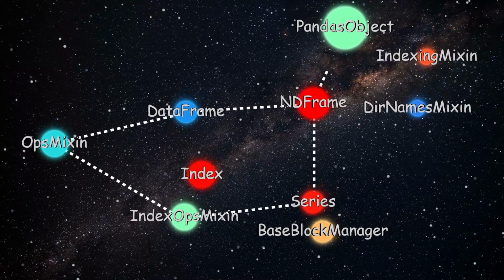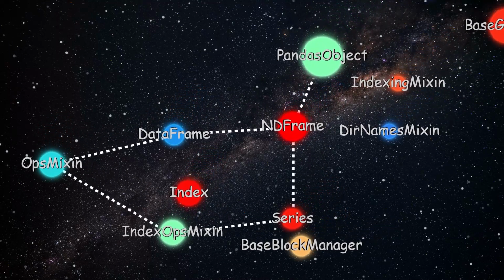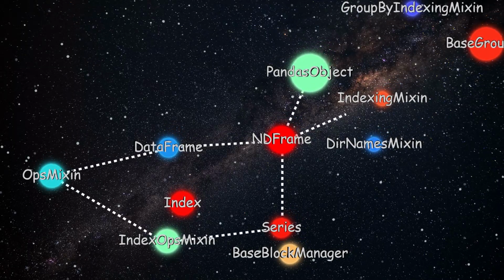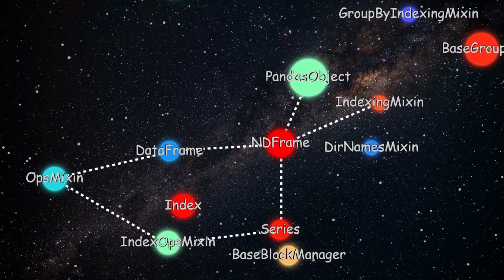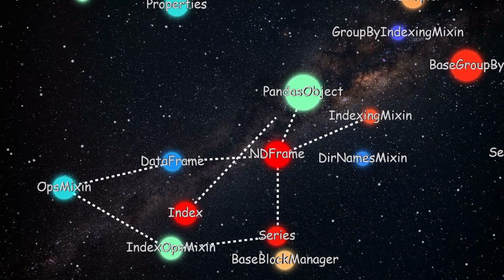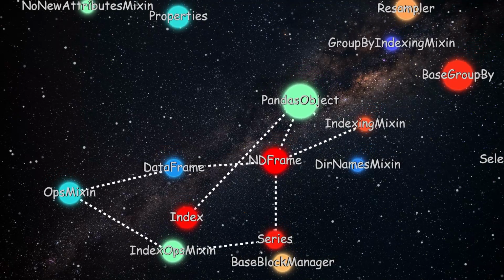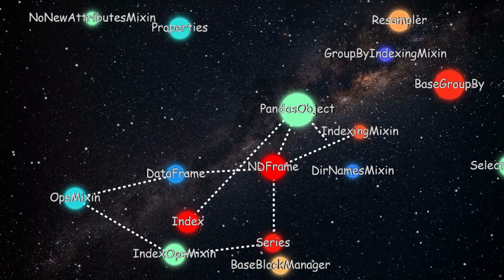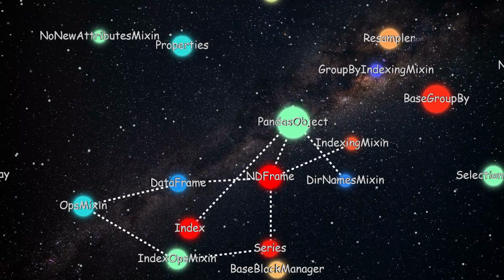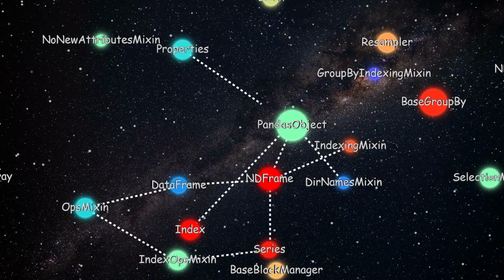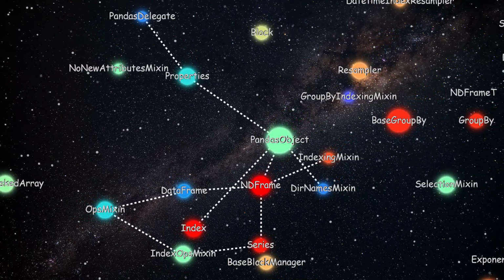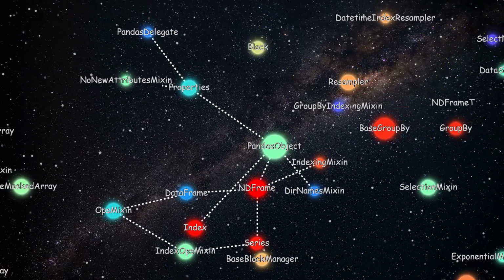Series, Index, ExtensionArray. PandasObject is the parent class for various pandas objects. IndexingMixin is a mixin for adding loc, iloc, iat to DataFrames and Series. Index is an immutable sequence used for indexing and alignment. The basic object storing axis labels for all pandas objects. DirNamesMixin is a class for implementing accessor properties. Properties is used for datetime-like delegation. PandasDelegate is an abstract base class for delegating methods or properties. NoNewAttributesMixin prevents adding new attributes.